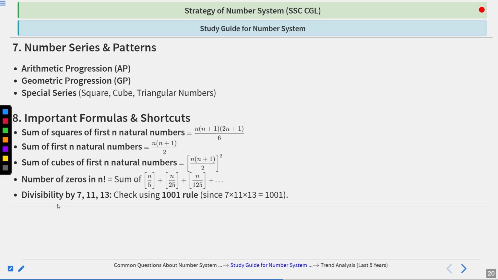And the last one is divisibility by 7, 11 and 13. Check using the 1001 rule, because when we multiply 7, 11 and 13, we get 1001. Next one.